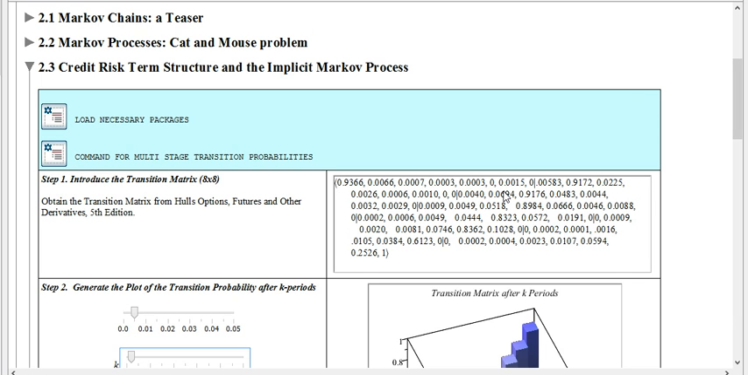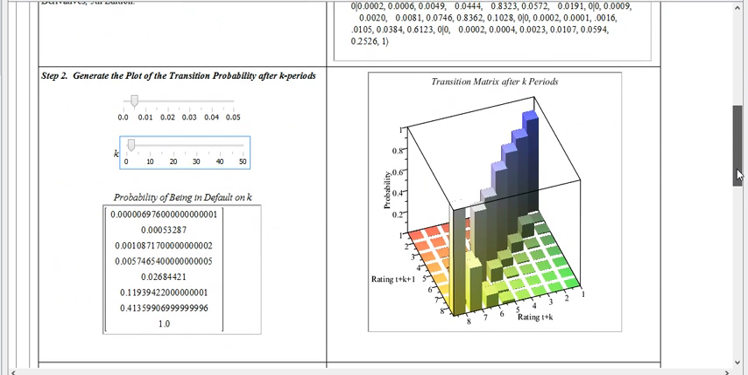So we start with a simplified version of a credit matrix. We're taking it literally from Hull's book on options, futures, and other derivatives in the 5th edition. And this is actually a Markovian matrix. So we will start with some useful interface. What we have here is the risk-free rate, and here is a number of steps.